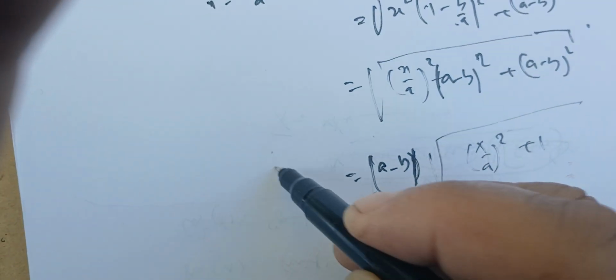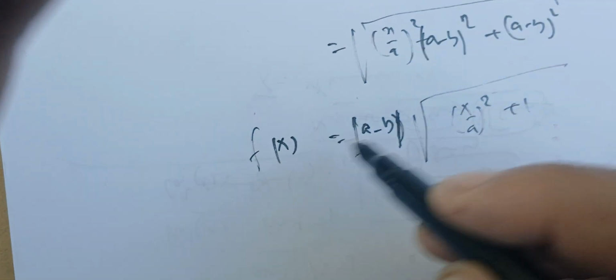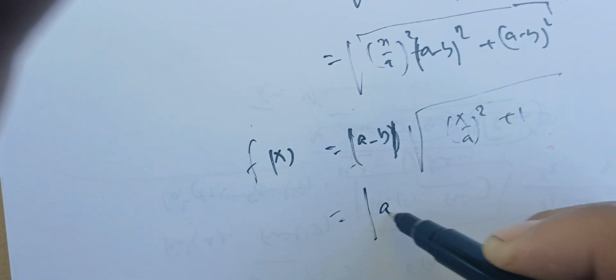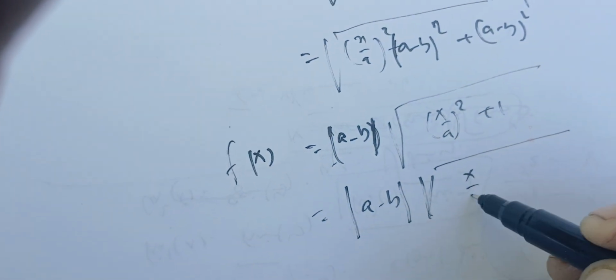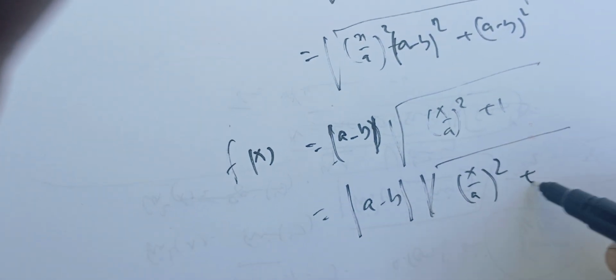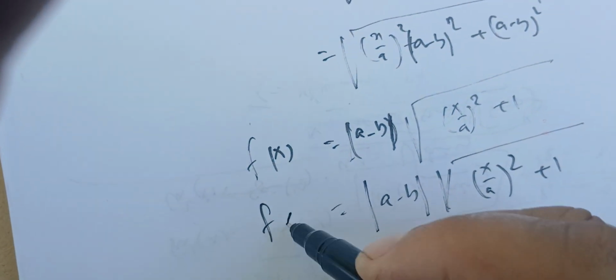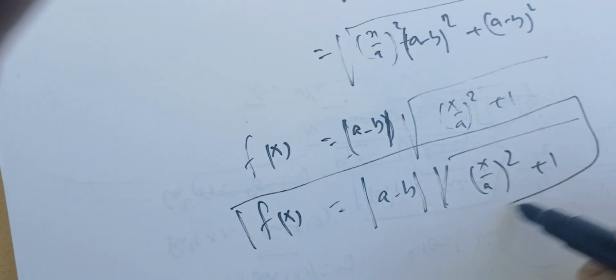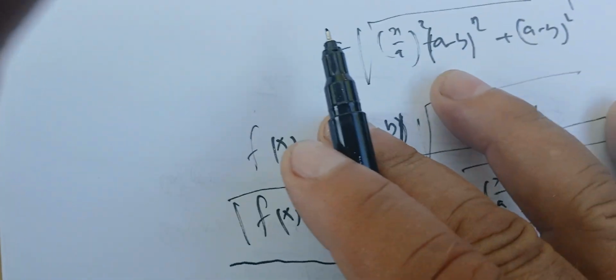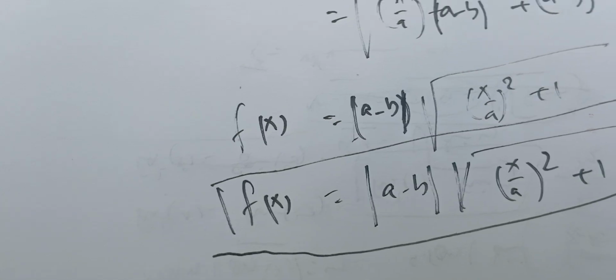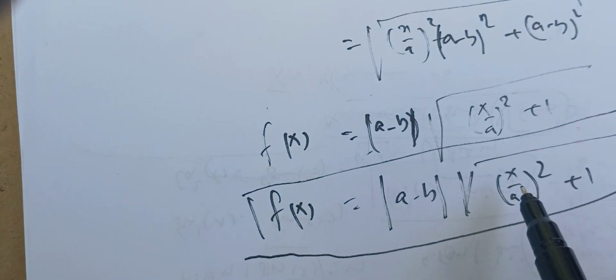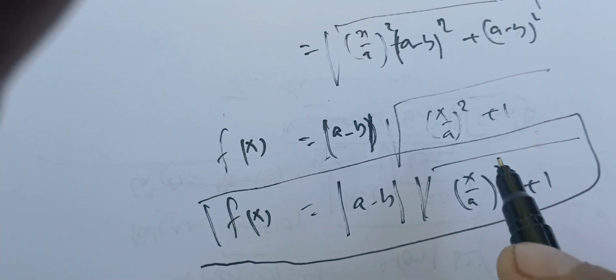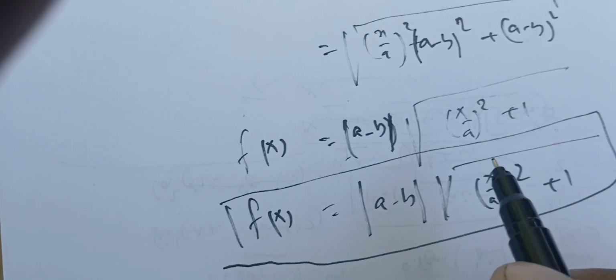So this is my function, f of x. Let me write one more time: the absolute value of a minus b times the square root of x over a squared plus 1. So this is my f of x. This is the function that's giving me the distance between a and b. And I see that it's a function of x. That's great.